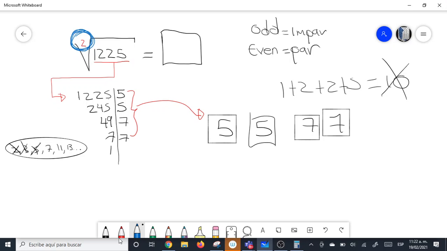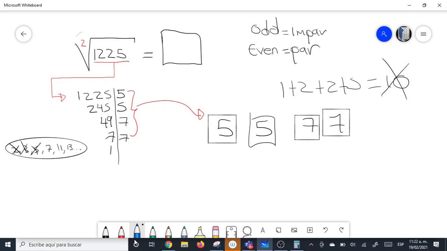But be careful, because if we do it this way, 5, 5, and 7, 7, the groups are not equal. This group is 5 and 5, but this group is different, with 7 and 7. Even if both groups have 2 elements, the idea is that the groups are equal in elements and in quantity. So we cannot group them like that. We have to reorganize it.